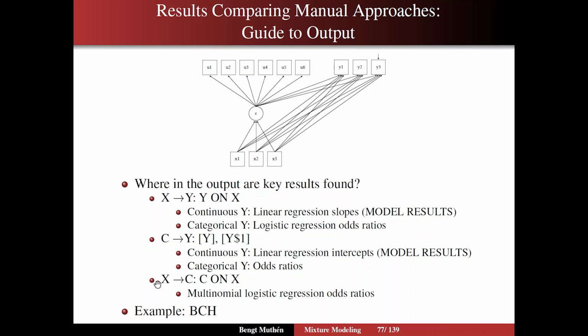Finally then, X influencing C, so this part of the model, that's a C on X regression, which is a multinomial logistic regression. And in addition to the regular model results logits, we also give odds ratios for that. We're going to take an example showing the output parts using BCH.